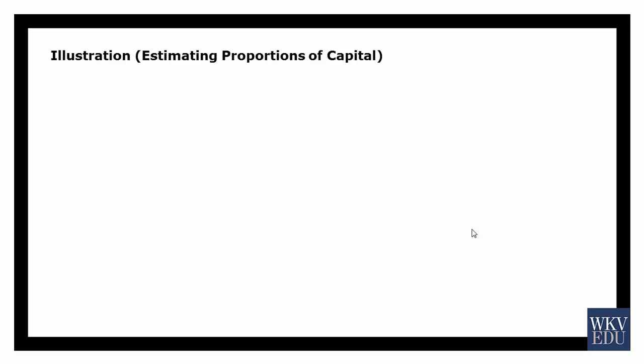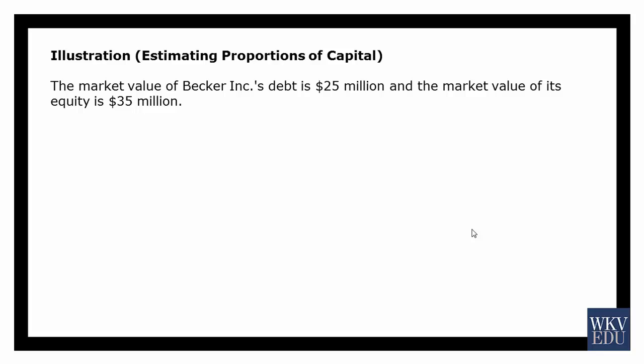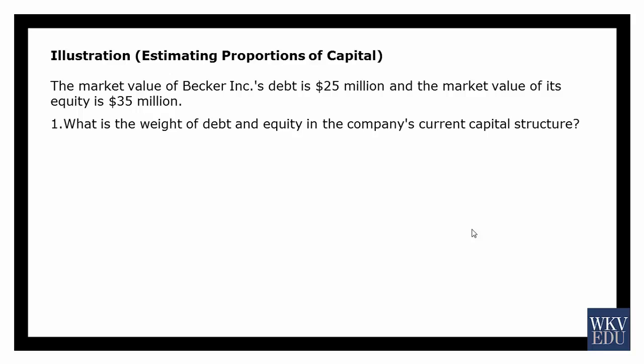We'll now estimate the proportion of capital. The market value of Becker Incorporation's debt is $25 million and the market value of its equity is $35 million. So what is the weight of debt? The total capital of the company is $60 million and therefore the weight of debt will be 25 by 60. Similarly, the weight of equity will be 35 by 60. Again, the sum of both will obviously be 100%, if you're taking percentage terms, and 1 if you're taking it in decimal terms.